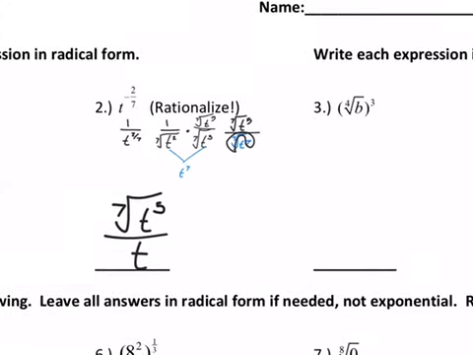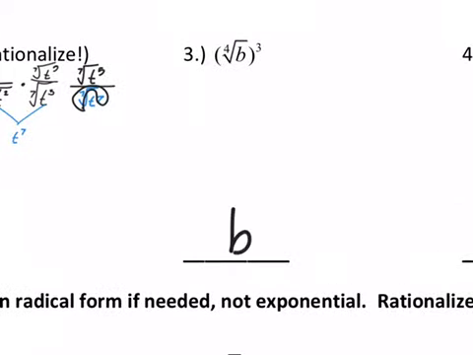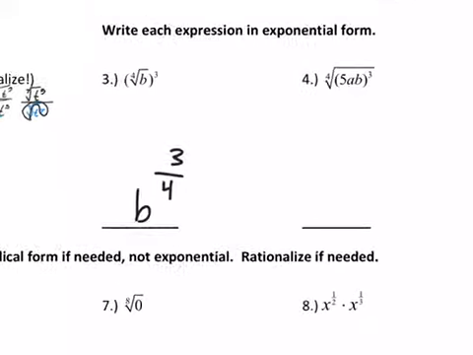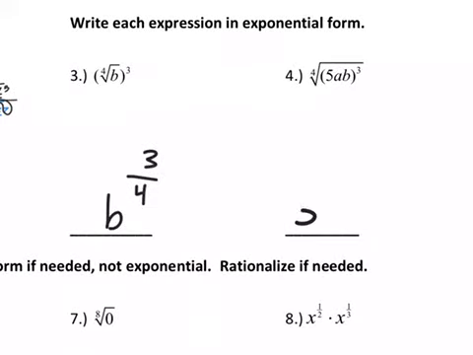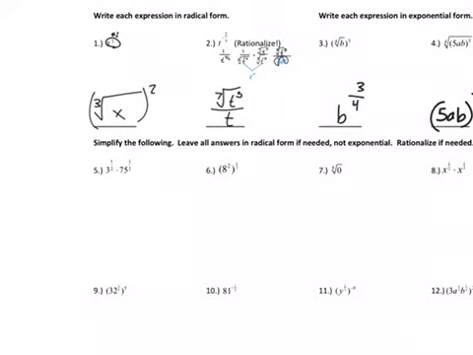Alright. So this one, now it wants us to write each expression in exponential form. So the denominator is 4 to match the index, numerator is 3. This one here, 5ab, all of it is to the denominator of 4 to the 3rd power as such. Alright, so simplify the following, leave all answers in radical form if needed, not exponential, and to rationalize if needed.